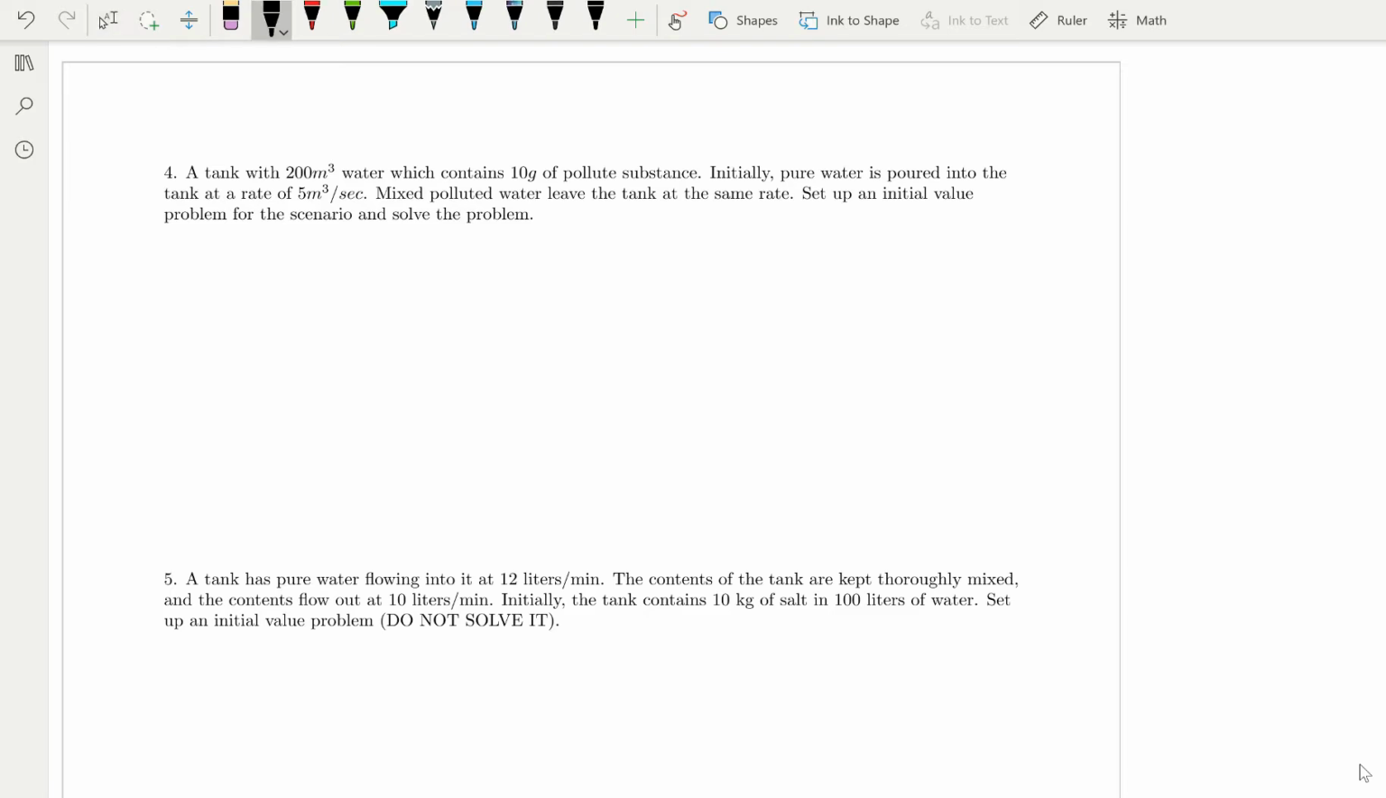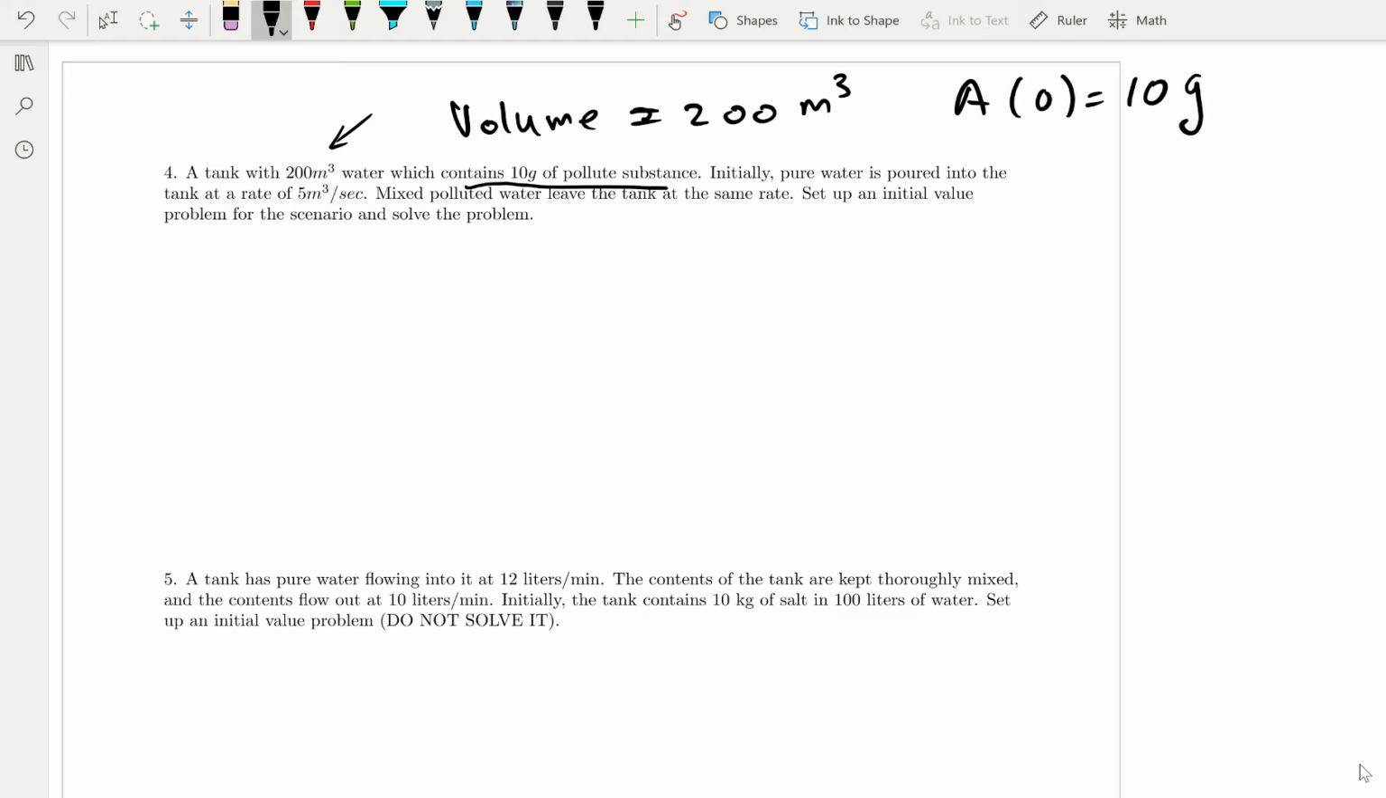Let's read it. A tank with 200 meter cube water. So what's that 200 meter cube? That's the volume, right? Because look at the units. That's 200 meter cube volume, and that's the amount of water that you have in the tank, which contains 10 grams of pollute substance. So 10 grams of pollute substance is present in the tank right now. So that's the initial amount of salt that you have in the tank. So that's the initial condition.